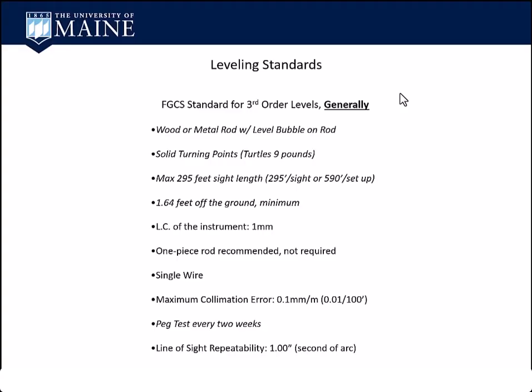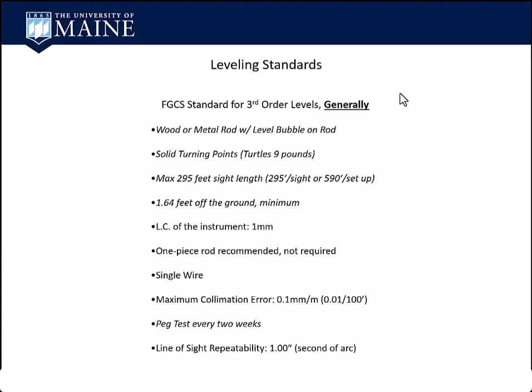We had metal and wood rods. Level bubble on the rod? No, we used a rod level. It's easier to adjust if it goes out. Solid turning points, turtles, 9 pounds. There are a bunch of turtles out there. That one I showed you isn't 9 pounds, but I think Hickson makes one that is NGS compatible.